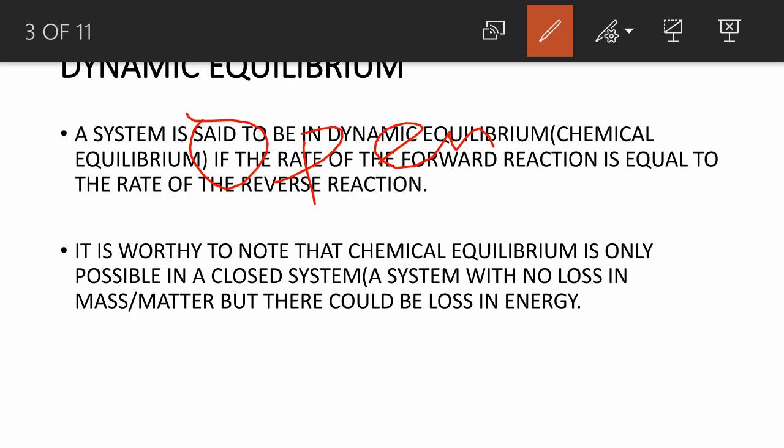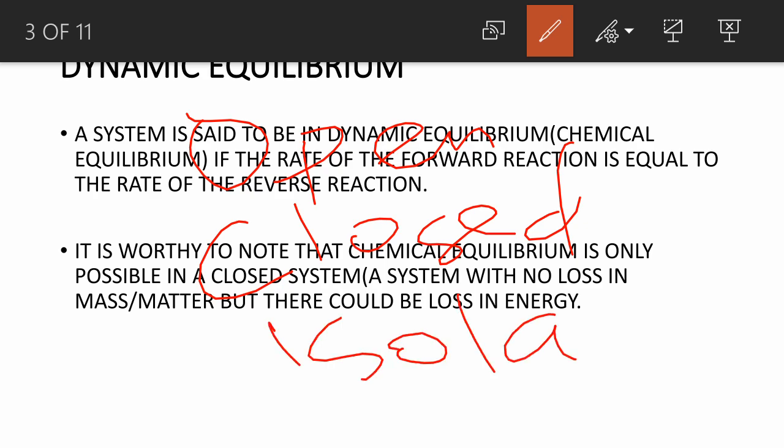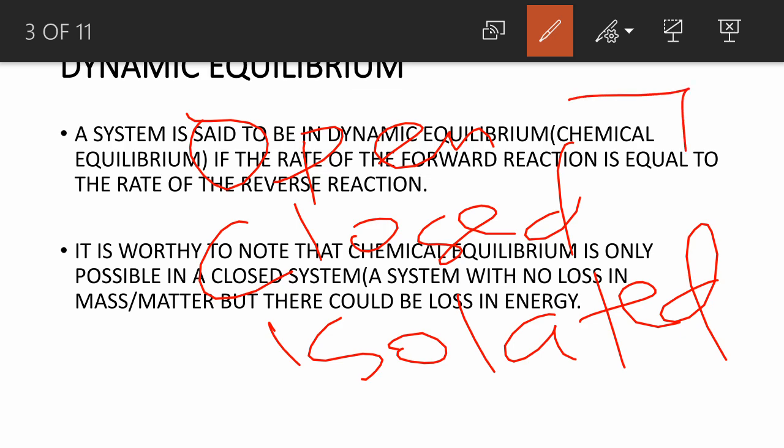The second type of system is called a closed system. A good example is cooking with your pot closed. In that case, energy can be lost, but matter is not lost. That means there is no loss in mass, no loss in matter, but there is loss in energy. Then the third type of system is called the isolated system, which has to do with a sealed system. There is no loss in mass, no loss in energy. It's completely sealed, where there is no interaction at all with the surroundings.